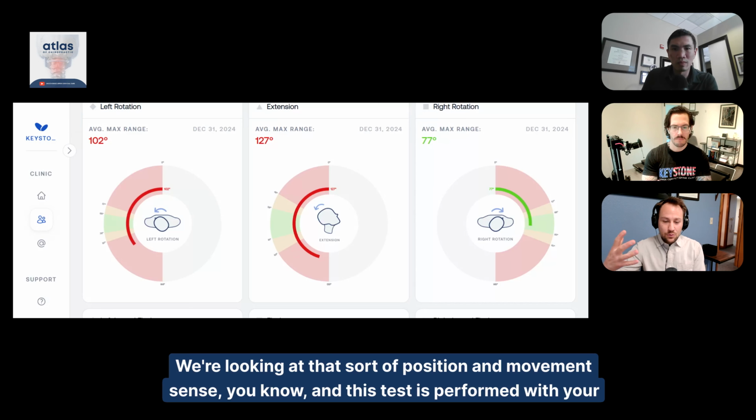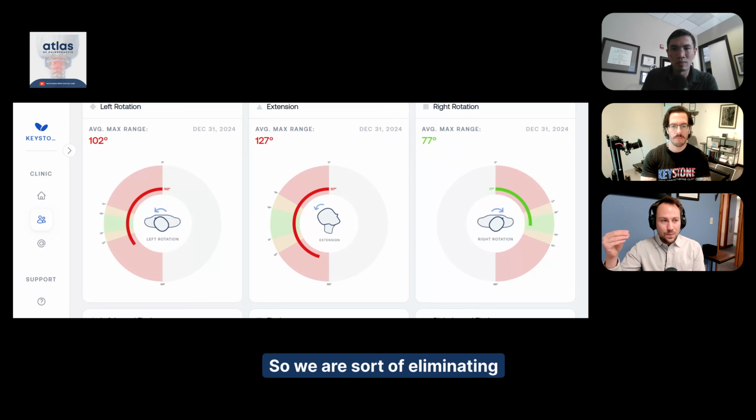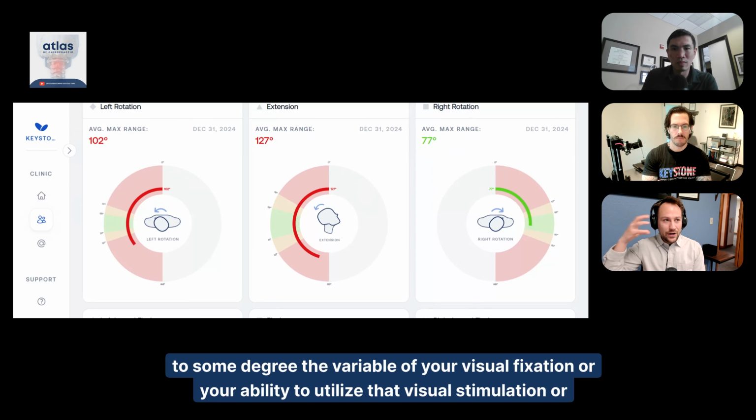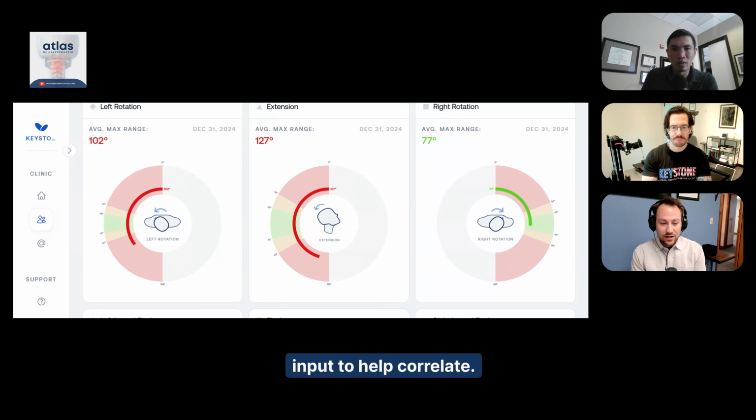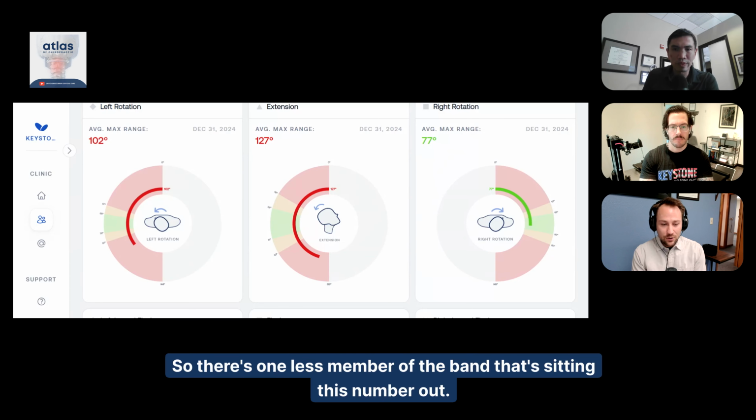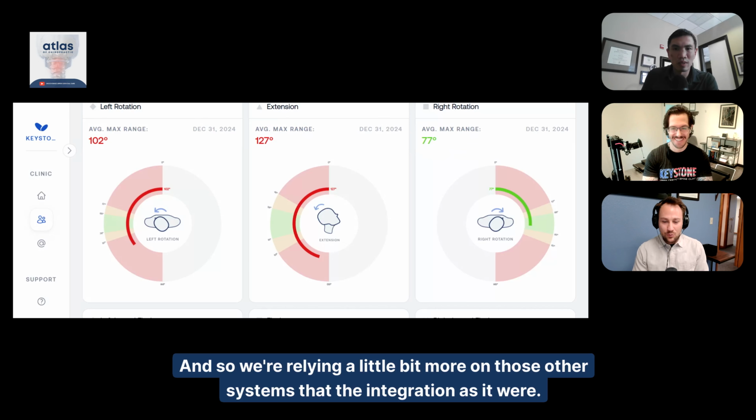And this test is performed with your eyes closed. So we are eliminating to some degree the variable of your visual fixation, or your ability to utilize that visual stimulation or input to help correlate, right? So there's one less member of the band, one member sitting this number out, and so we're relying a little bit more on those other systems, the integration, as it were.